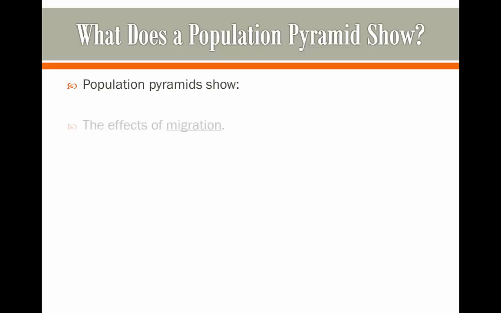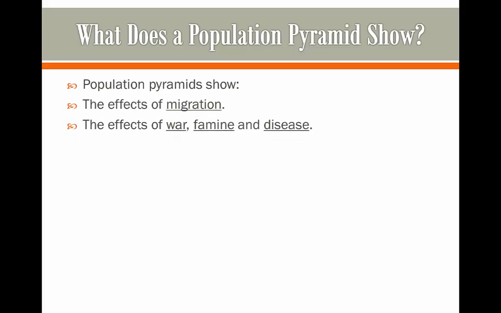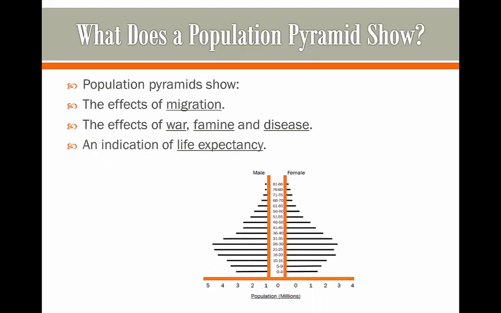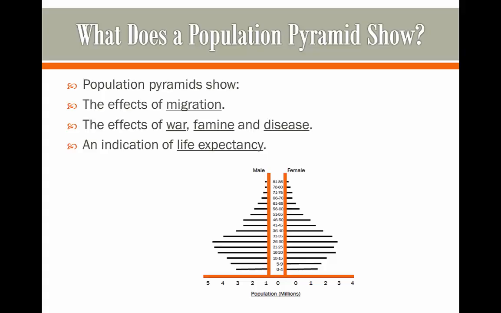By looking at a population pyramid, we can see the effects of migration, the effects of war, famine, and disease, and an indication of life expectancy. So let's take this population pyramid as an example. We could probably tell if there has been a lot of migration in the country, because when people migrate to a country, the main reason they do so is looking for work. This means that the people are probably going to be aged between their 20s and 30s. So if we see a huge boom in that age range in a population pyramid, we can pretty much confirm, theoretically, that there were a lot of migrants coming into the country to look for jobs because of that demographic.